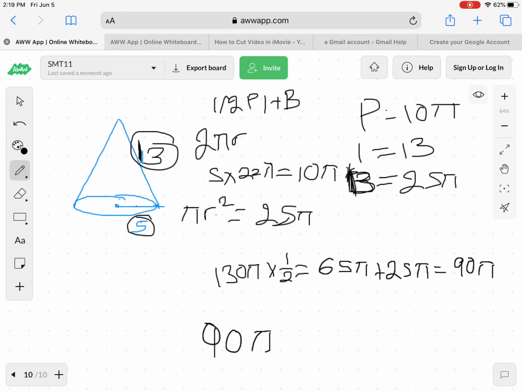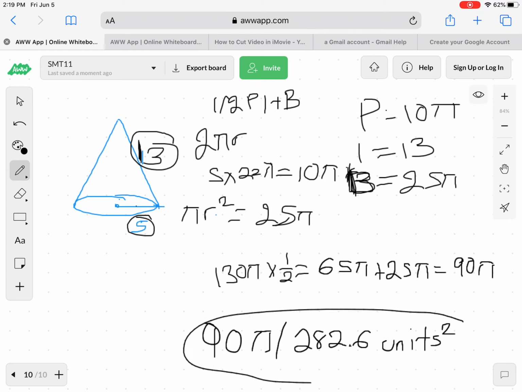Or if you wanted to multiply it by 3.14 to get a decimal answer, it would be 282.6 units squared.